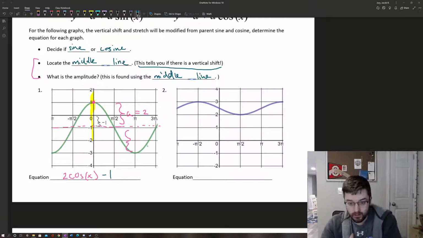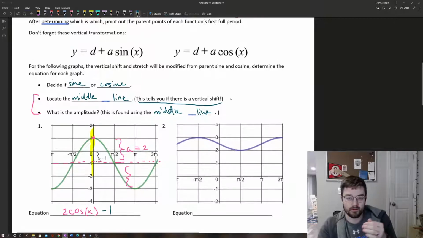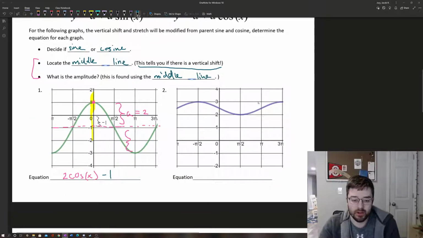So this is going to be really important for you to know where that middle line is, because it's going to basically serve as your sort of landmark to get the equation in here. So that's the equation of number 1.